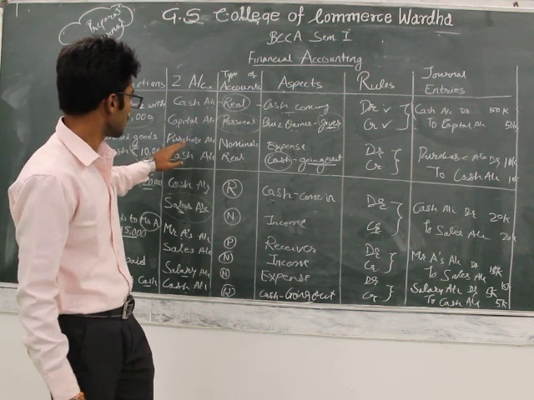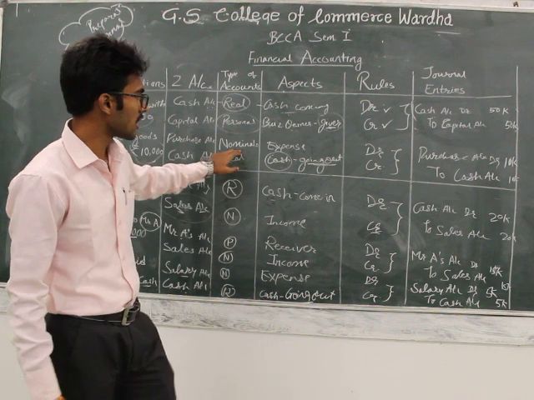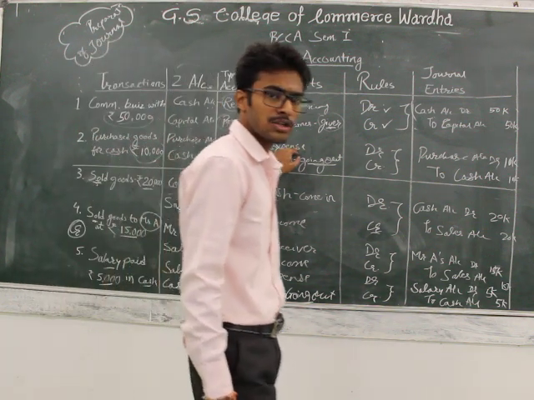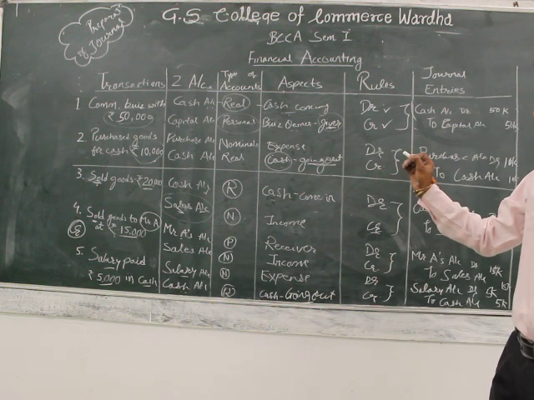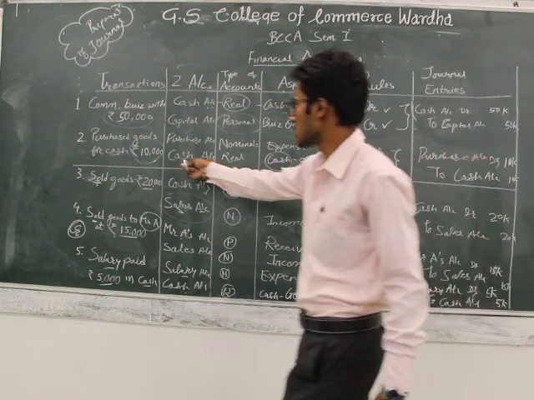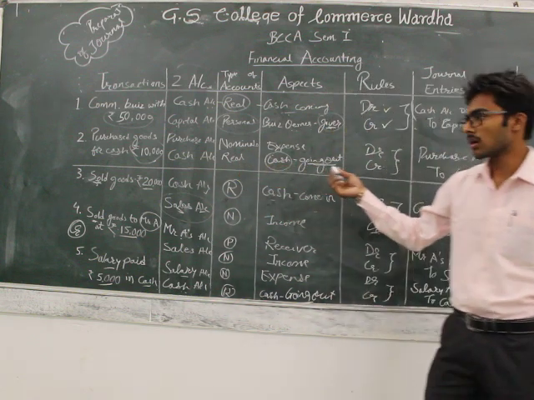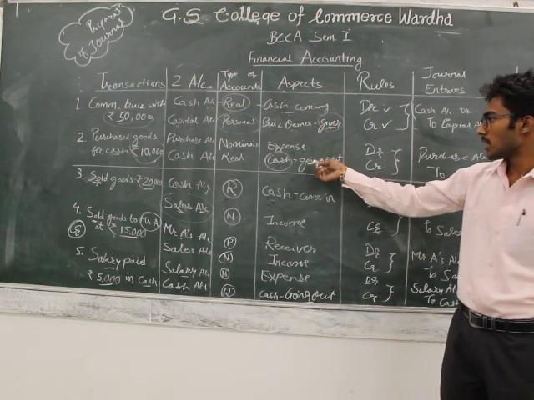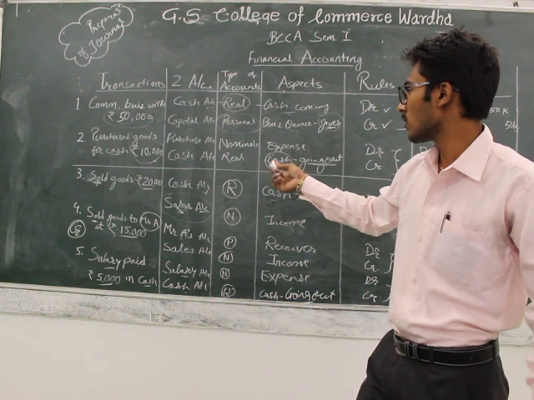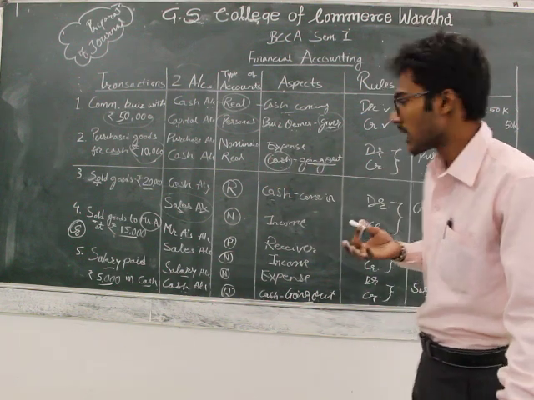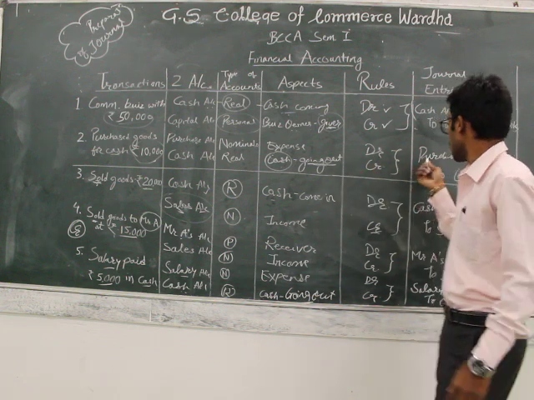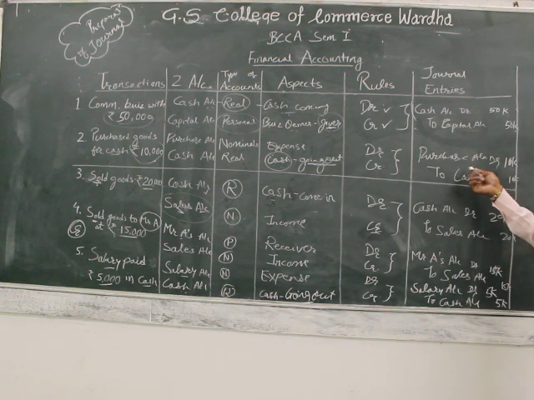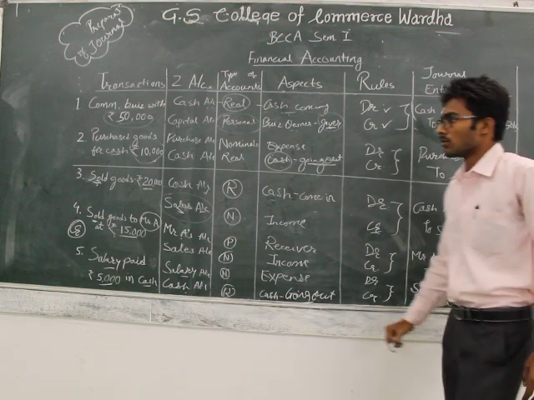Purchase, two accounts again, purchase and cash. Purchase account is a nominal account, an expense, and expense should be debited. The other account involved is cash. Cash is a real account, and cash is going out. The golden rule for real account is debit what comes in, credit what goes out. So cash is going out, that's why it will be credited. And the combined entry for this transaction will be purchase account debited to cash account.